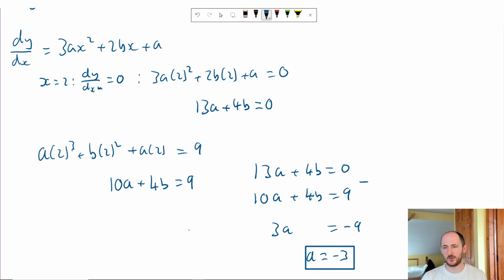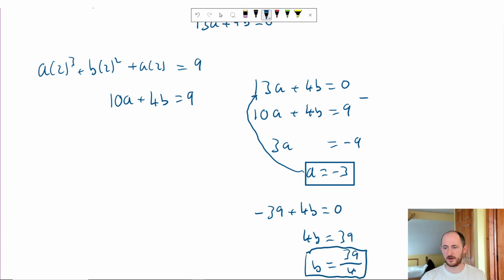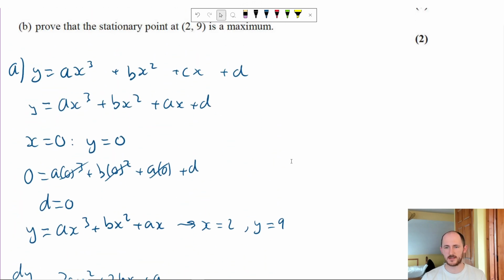Sub that into, which equation would be good? I mean, either one's probably going to be fine. I would sub it into the original just so there's a little less rearranging. So 13a, so it's 13 times minus 3, minus 39, plus 4b equals 0. 4b equals 39. So b is equal to 39 over 4. Now remember, we need to actually find the entire equation, I believe the question actually says.